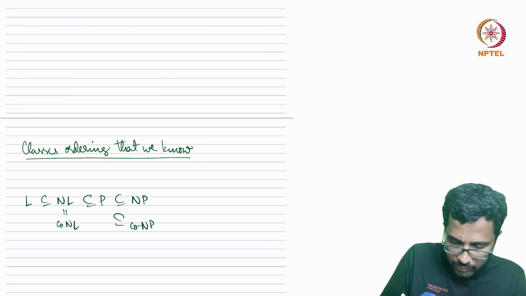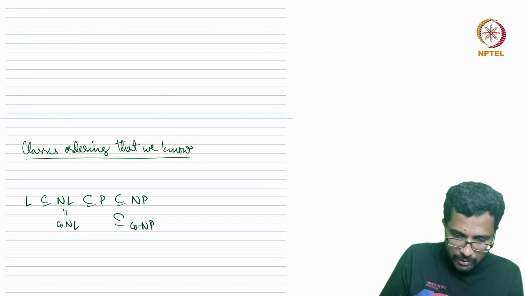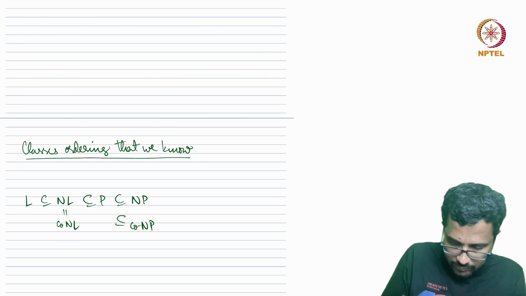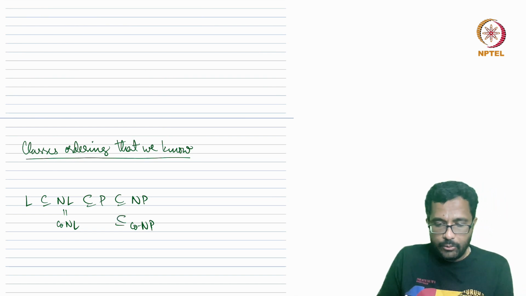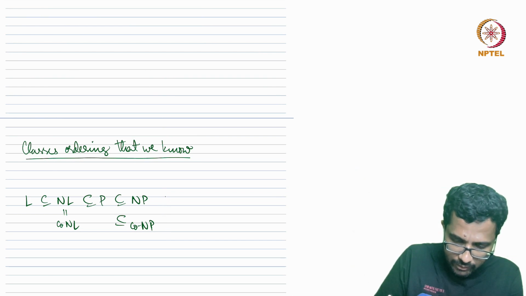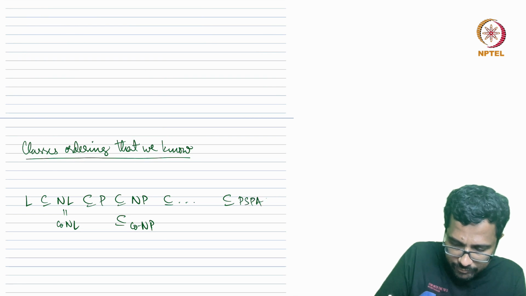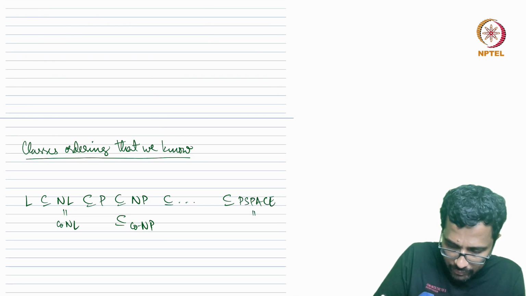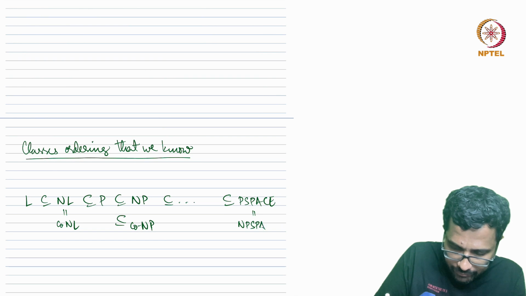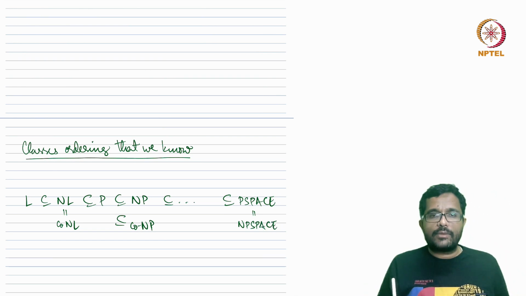But we don't know, between NP and co-NP there is no such thing. It may be equal but we don't know. P is also contained in co-NP, and both of these are contained in, there are other things which I will skip, but all of this is going to be contained in PSPACE, which is also the non-deterministic PSPACE. This is just the ordering of the classes that we know.